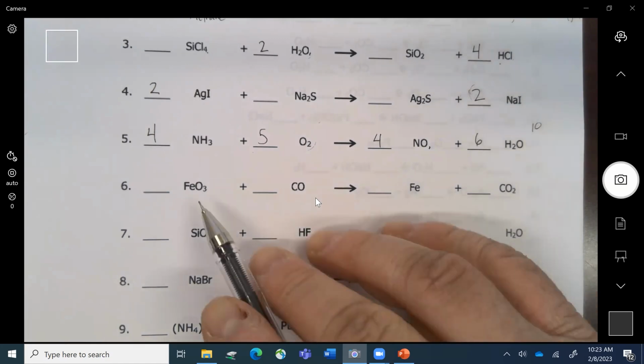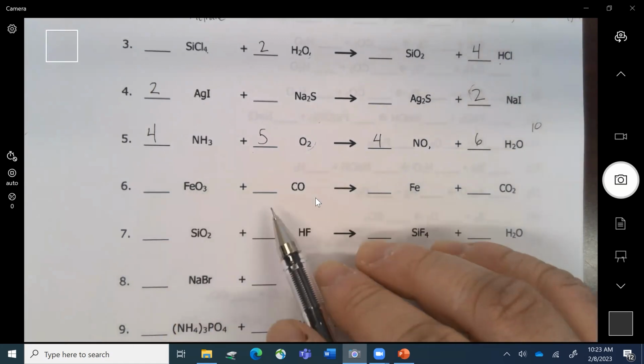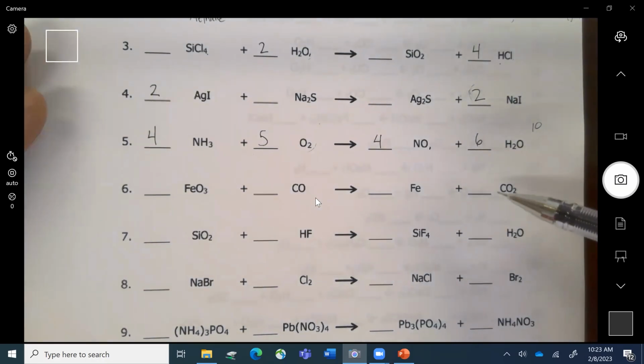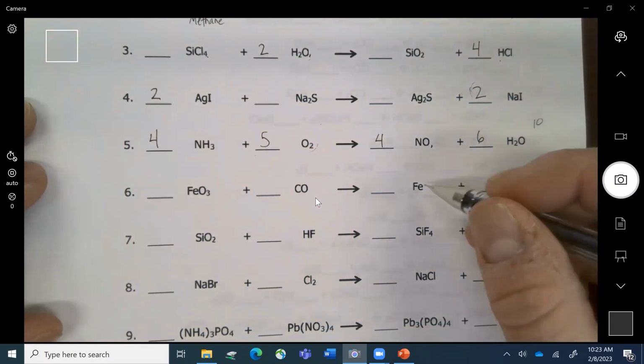So that would be 6. If I put a 2 there, put a 4 there, that puts that at 10. I put a 4 there, that puts that at 8. Yeah, this one's a pain in the butt to balance too. Honestly, I gave you guys a bunch of hard ones, now that I'm looking at these.